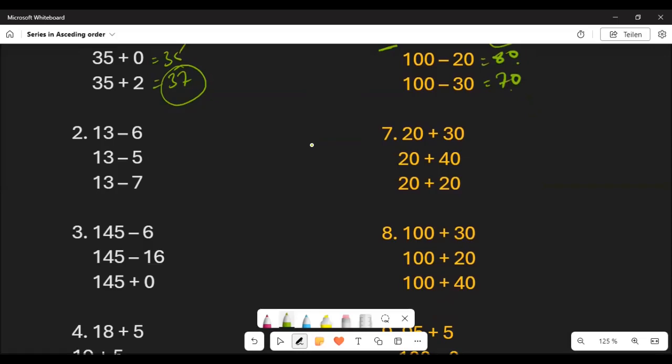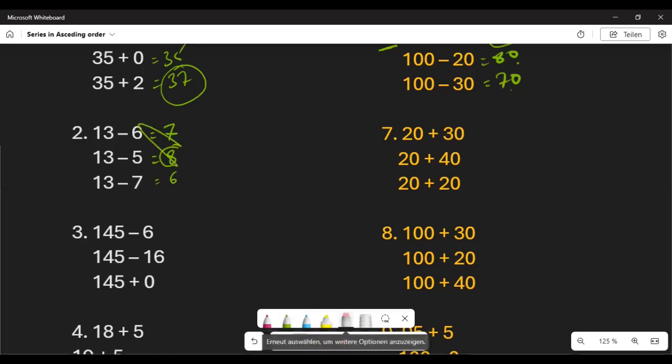So let's continue. Question 2, we have 13 minus 6. That one gives us 7. 13 minus 5, that one gives us 8. And 13 minus 7, that one gives us 6. So the largest is going to be 8, so that's what you cycle. We have here 8, that is what we cycle now.